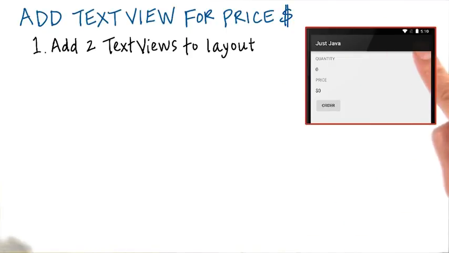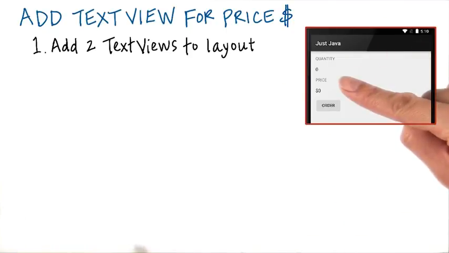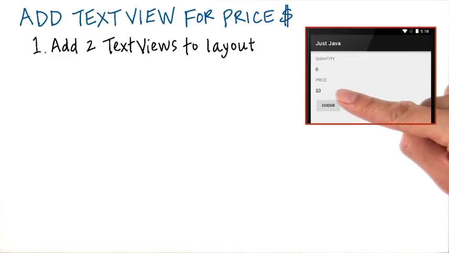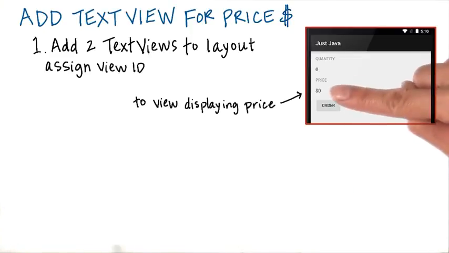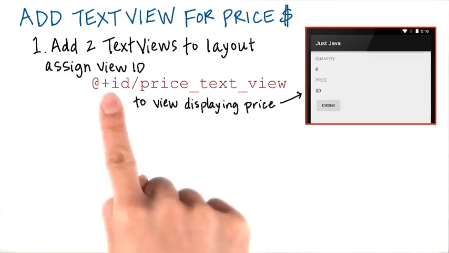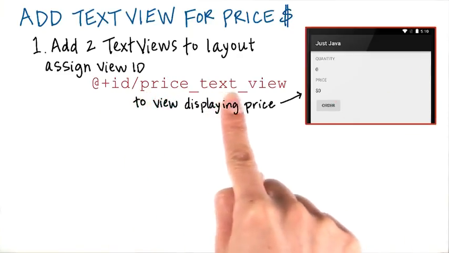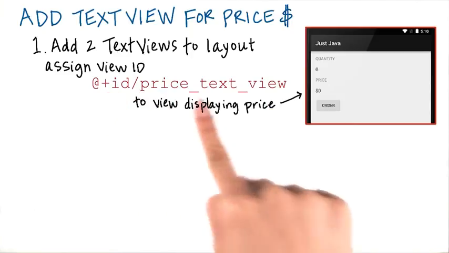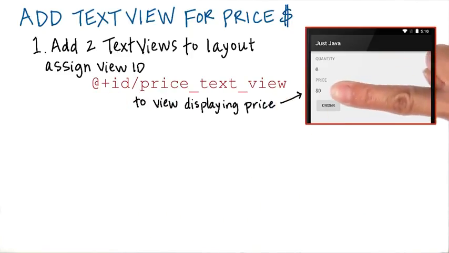I want you to build up this layout on your own. You'll add one text view for the price header here, and then another text view to show $0. Also assign the second text view a view ID of price_text_view. The reason why I asked you to add an ID is because we're going to need to reference this view later so that we can update the price.